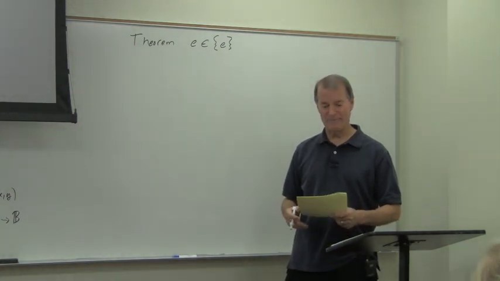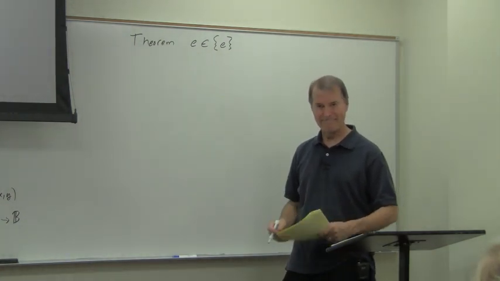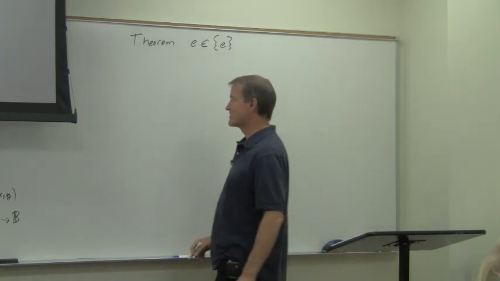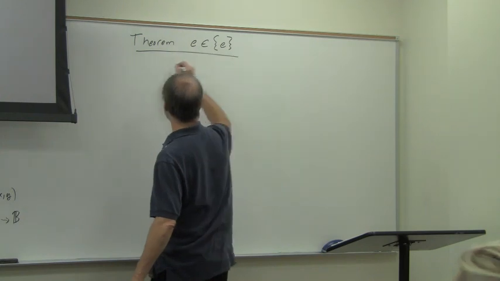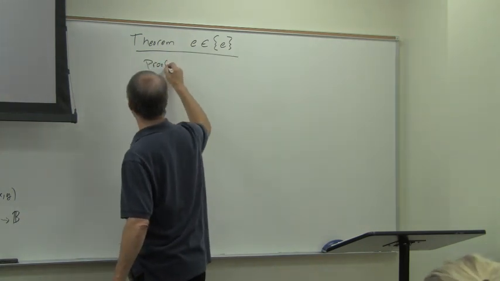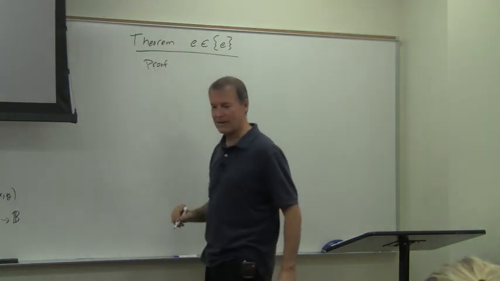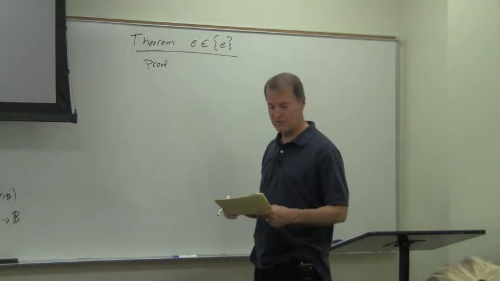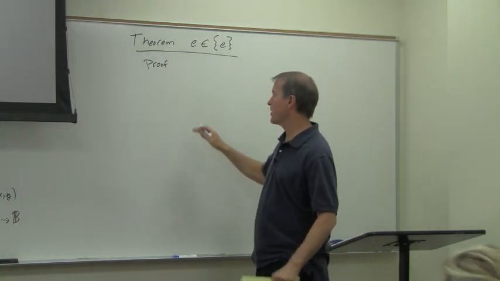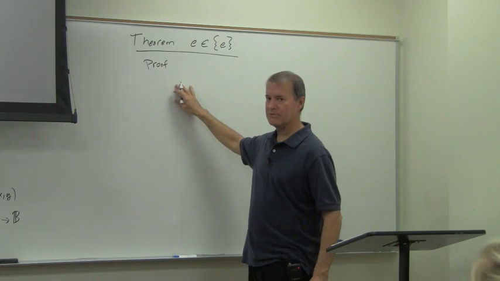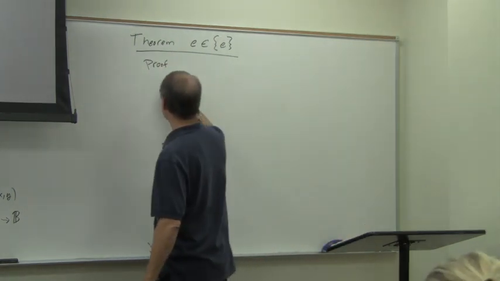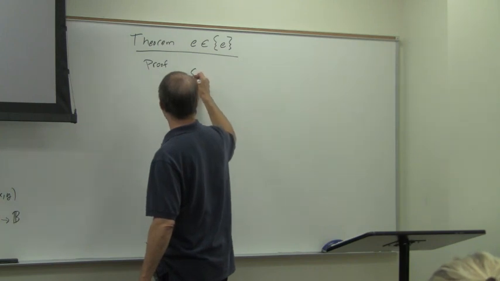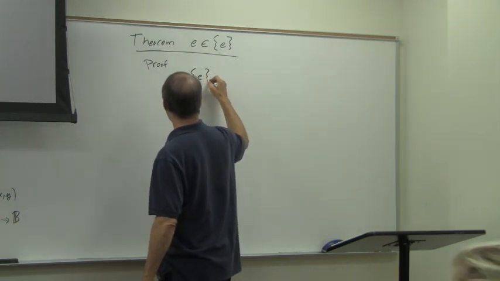But how can we prove it? Axiom 3. So what's the proof? What should we start with? 11.3. Well, what should I write down first? The whole thing. Yes, let's write down the whole thing. So E is an element of set E.